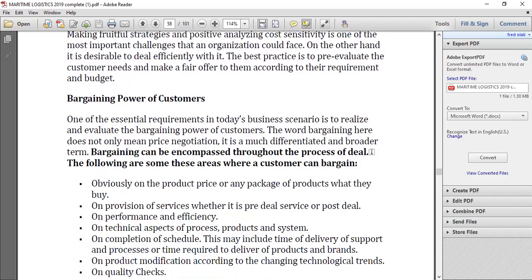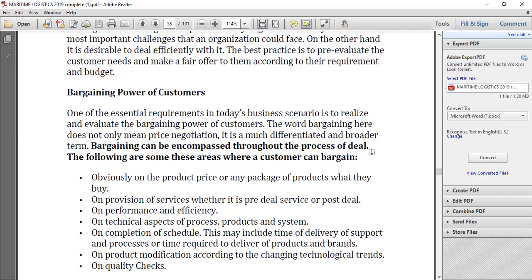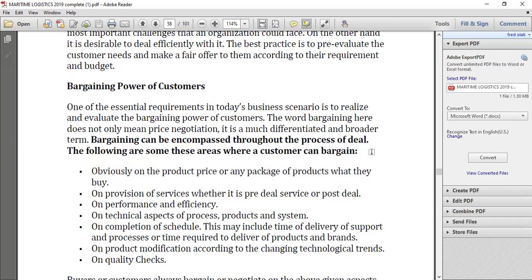The bargaining power of customers. We know that customers will not always be convinced that the price you tell them is what the product costs. They will always have some argument with you to bring it down. So this is what is called the bargaining power of customers. One of the essential requirements in today's business scenario is to realize and evaluate the bargaining power of customers. The word bargaining here does not only mean price negotiation; it is a much broader term.